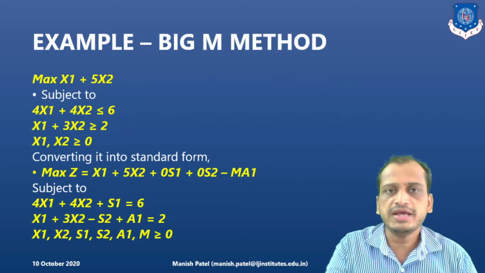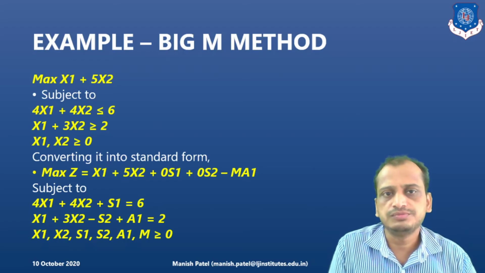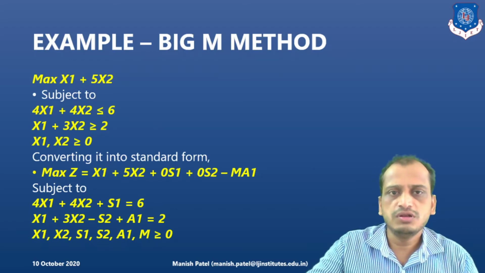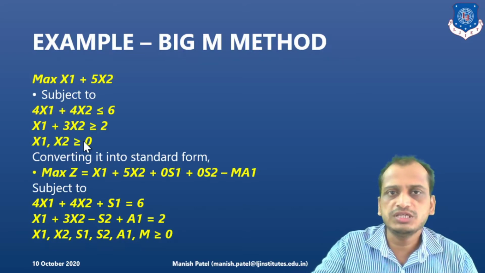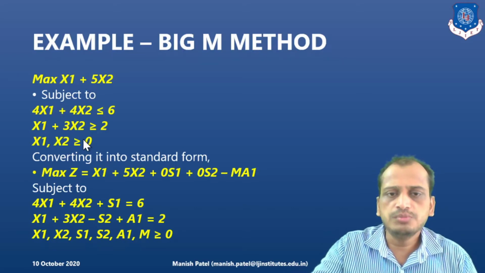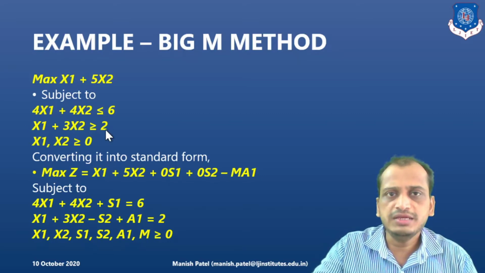So let's look into an example so that you can understand the concepts of Big M method. Here, first of all, the objective function is given and there are three constraints. The last one is the non-negativity constraint. If you observe here, one of the constraints is greater than equal to RHS, this one. So what we mean by that is we can employ Big M method or two-phase method. But let's start with the Big M method.